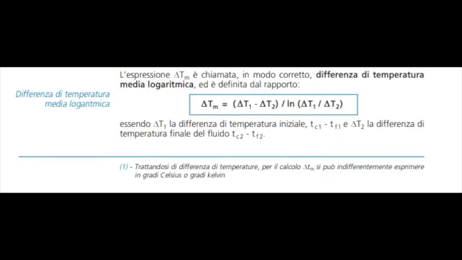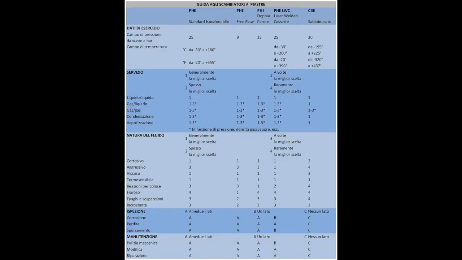The value of the average log temperature difference is one of the main values for determining the exchange surface of a heat exchanger. Obviously combined with fluids, global exchange coefficients, and a whole series of other factors. But I would say that it is a determining factor that often also helps to understand which type of heat exchanger is better to use.